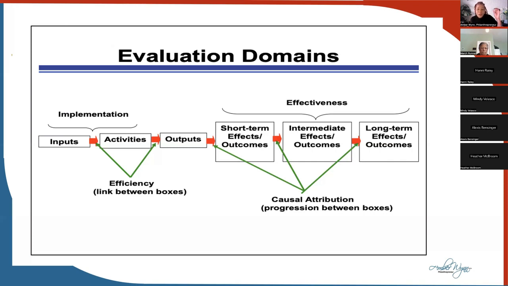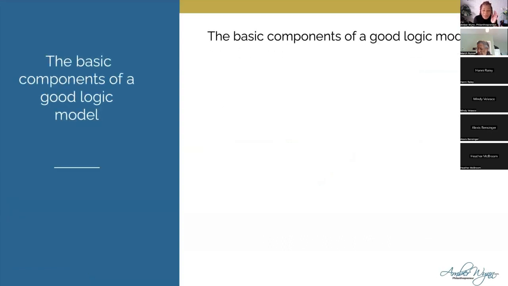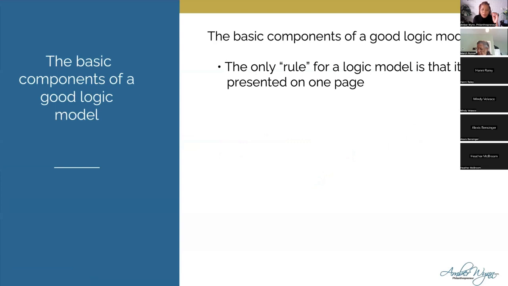It can't be effective if you have loosey-goosey goals. It can't be effective if you have loosey-goosey objectives. So the logic model is designed to help you strengthen the elements of your program. And here are the basic components of a good logic model. There's only one rule for a logic model, and that is that it's presented on one page. A logic model is never going to be 2 pages, 3 pages, and people are like, well, I have all of these inputs, and that means that you haven't crystallized your message. That means that your program needs more work in terms of the messaging, because a logic model, there's only one rule, and that it's presented on one page.